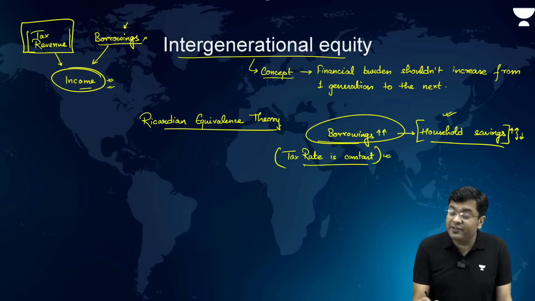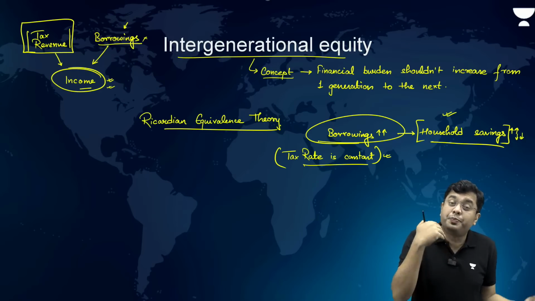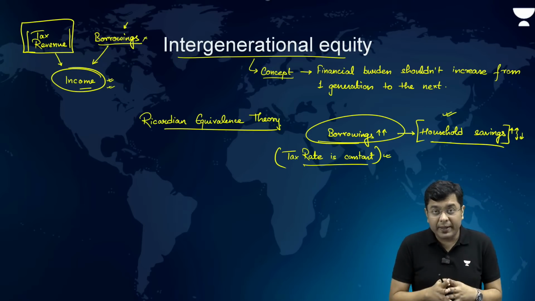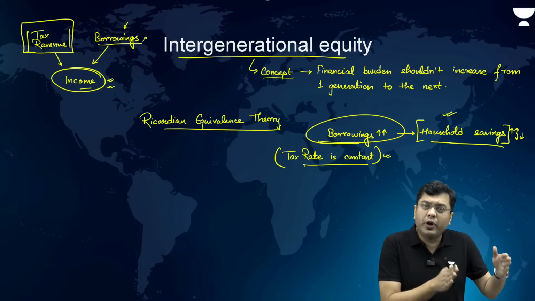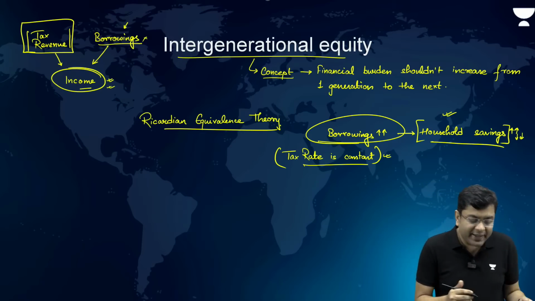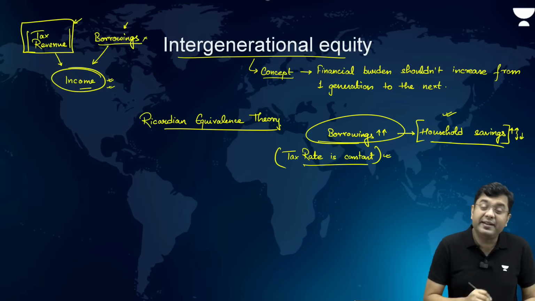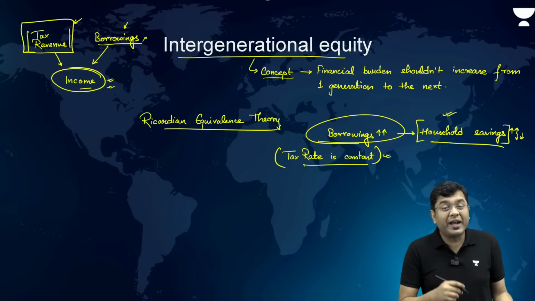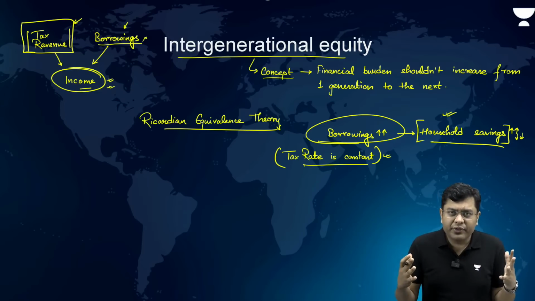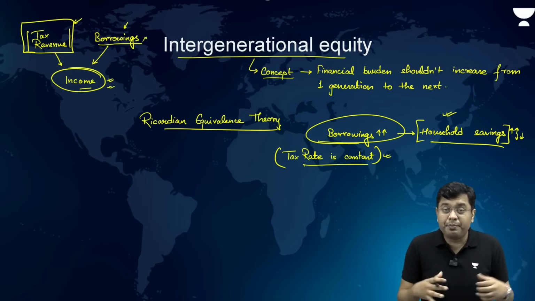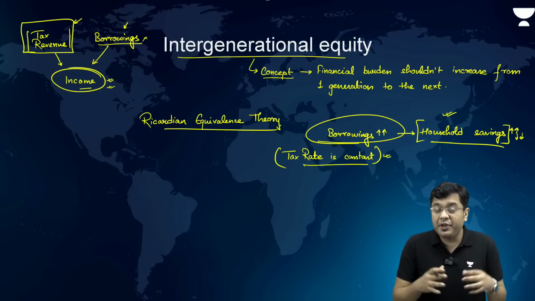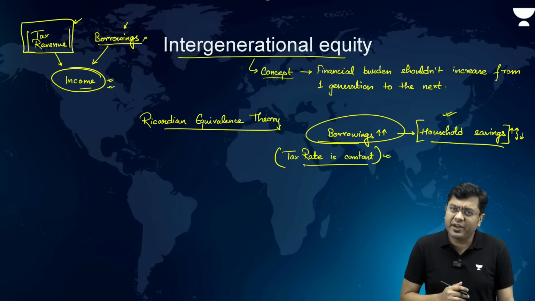So the Ricardian equivalence theory, which postulates that you should go for more borrowing, does not stand true here. So in order to achieve intergenerational equity in India, what do you need? You basically need an increase in tax revenue. And how do you get that? More revenue by the states, more income tax payers, better coverage of the tax paying community. So that is when the income tax or the tax revenue would increase and the borrowings level would decrease.